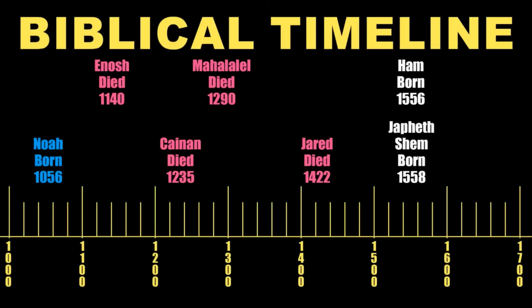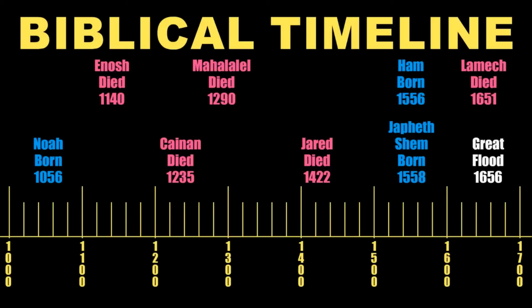The video I did about Noah and his son Ham talked about the birth order of Noah's sons, and how it had to be in the order of Ham, Japheth, and then Shem. We won't dwell on that here since we're getting to the flood. But then Noah's father Lamech died in 1651, and then the great flood of Noah happened in 1656.